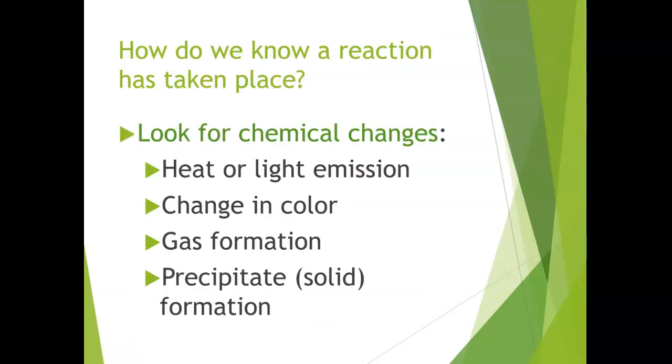How do we know a reaction has taken place? Well, we go back to week 1 and the difference between chemical changes and physical changes. We're going to look for chemical changes. That might include heat or light emission. It might include changes in color. It might include the formation of gas or bubbles. It might include the formation of solids. So if you mix two liquids together and then a solid ends up forming, this is called a precipitate. So looking for any kind of chemical change will indicate that an actual chemical reaction took place.